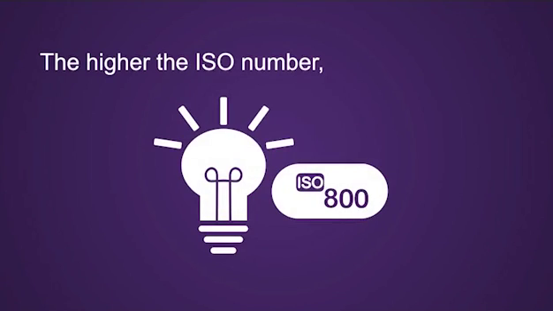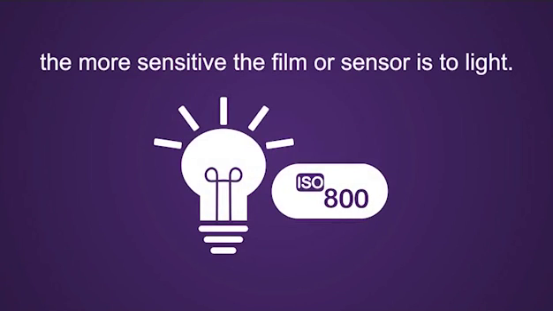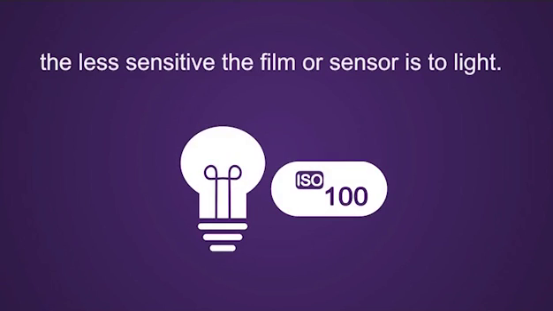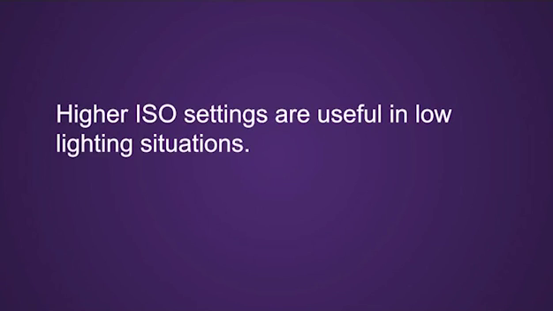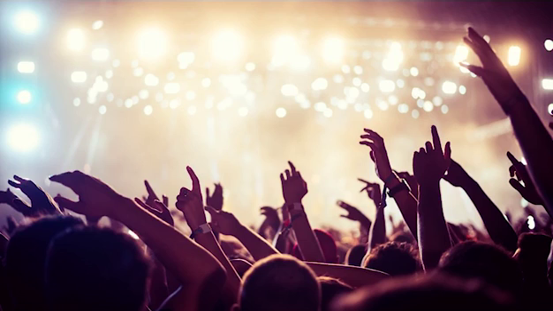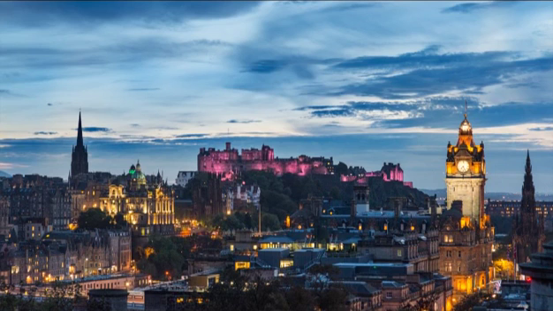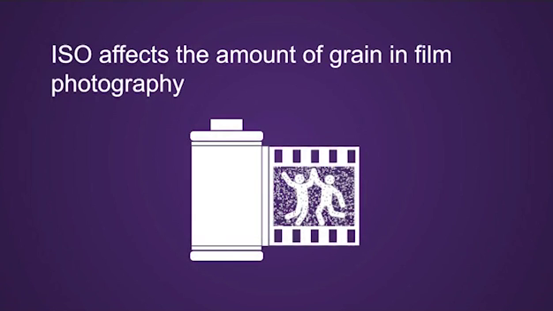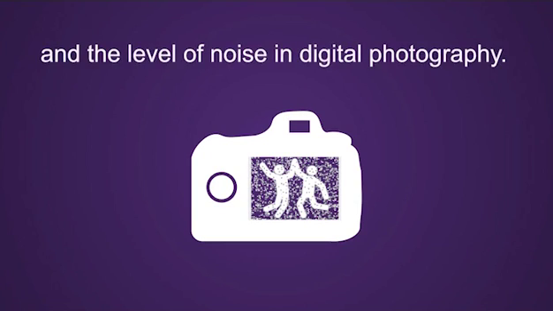The higher the ISO number, the more sensitive the film or sensor is to light. The lower the ISO number, the less sensitive the film or sensor is to light. Higher ISO settings are useful in low light situations. ISO affects the amount of grain in film photography and level of noise in digital photography.